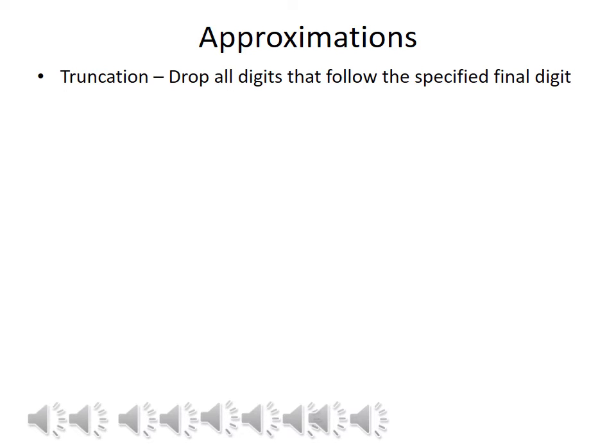Next, we're going to talk about finding the approximations of numbers. We're going to talk about two types of approximations. The first is truncation. In truncation, what you do is you drop all of the digits that follow the specified final digit. So if the problem asks you to truncate to 4 digits, or 4 decimal places, you would count the 4 decimal places out, and then drop all of the numbers after that.